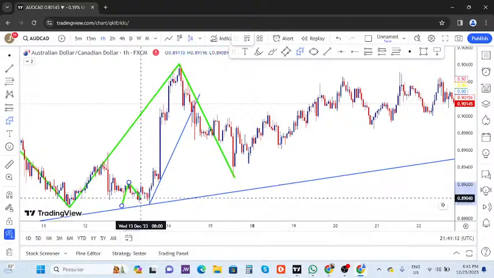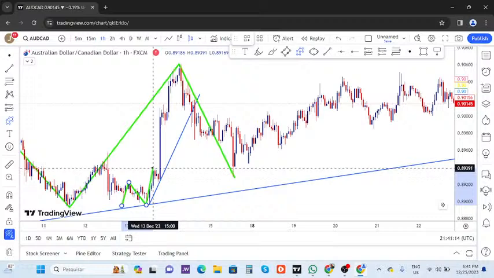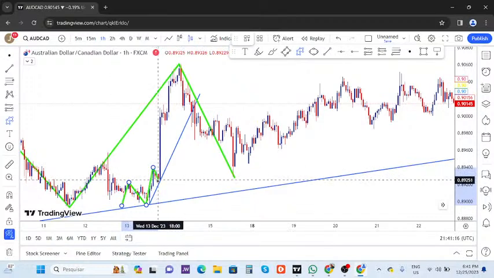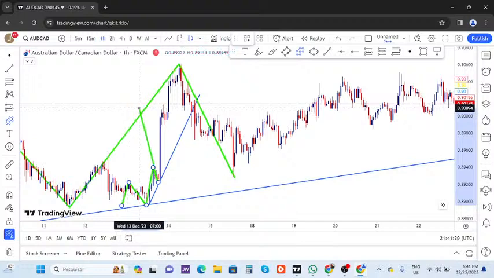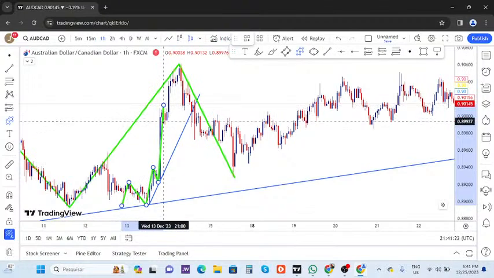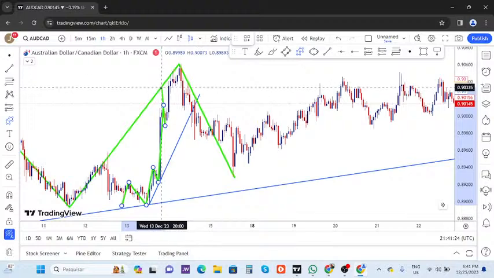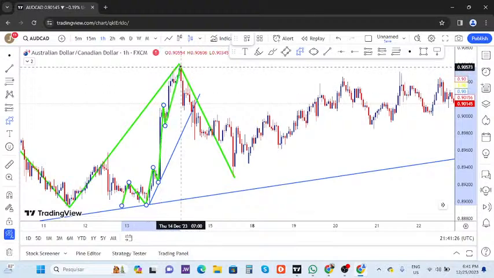We have higher highs, we have higher lows here, higher highs here. Okay, we have higher lows here, we have a higher high. Yes, we have a higher high here, and we have a higher low here. And let's look at this one too. Now we have a higher high here.